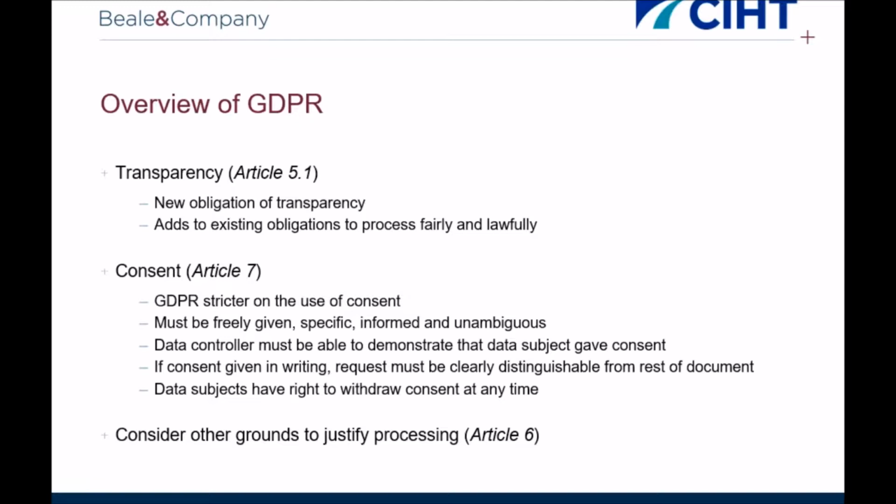And where consent is relied on for the processing of any sensitive personal data, so for example, if you're collecting any kind of medical information, consent has to be explicit. So you should really consider other grounds on which you can process and justify your processing. Article 6 sets out that you can process personal data without consent if it's necessary for a contract with the individual. So for example, to fulfill obligations under an employment contract, compliance with a legal obligation.